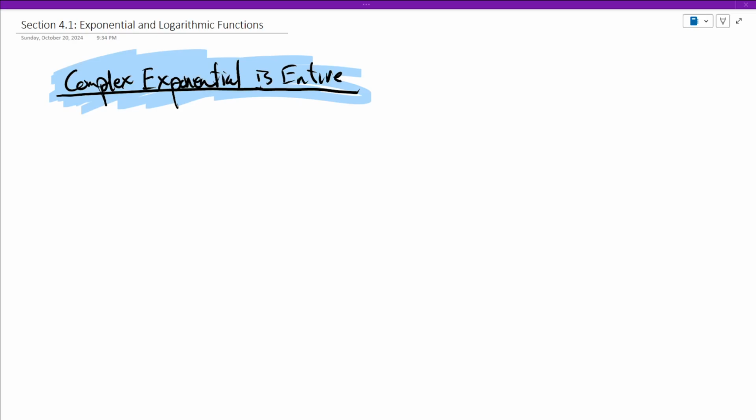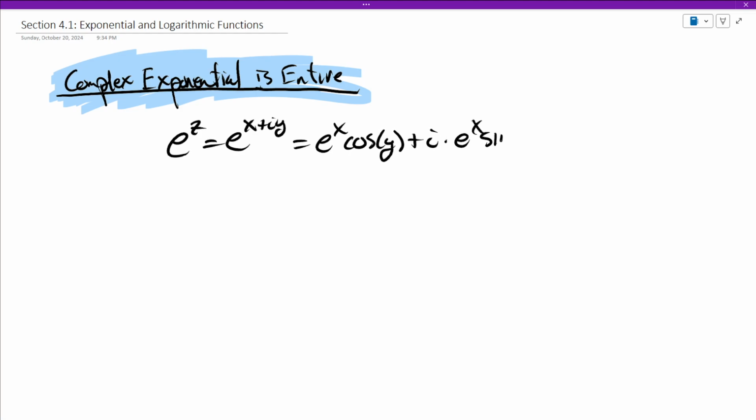Okay, in our first part of chapter 4, we're going to revisit the exponential function and introduce the logarithm function. All right, so the exponential function, as a reminder, if we write our z as x plus iy, this is e to the x cosine y plus i times e to the x sine y. In particular, the real part here is e to the x cosine y, and the imaginary part is e to the x sine y.